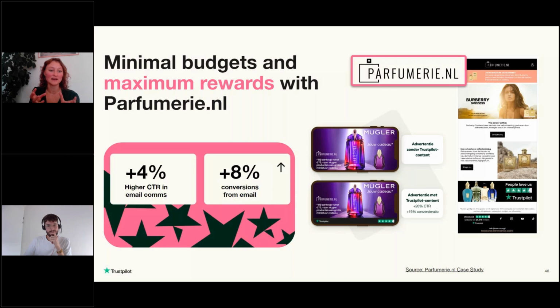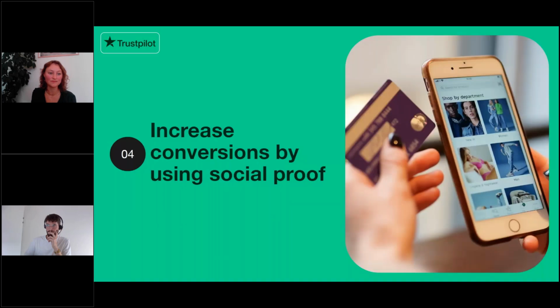And when they added it and tested it in different social media channels, they also saw a 26% higher click-through rate and 19% higher conversion rate. So it's across a lot of different types of channels and a lot of different industries where we see that this works. So increasing conversions by using social proof.